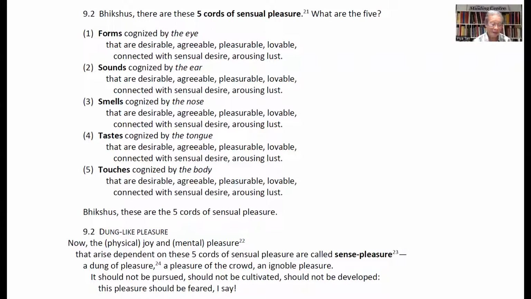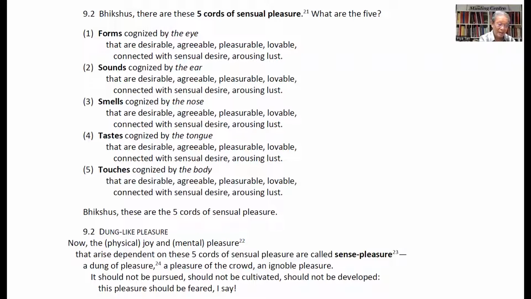Right? That's the meaning here, okay? So there is synesthesia, but it doesn't happen at the sense level itself, it happens at the mind level. That's the meaning here. Anyway, the Buddha says, okay, these are the 5 cords of sense pleasures: form, sound, smell, taste, touches. We get caught up with these things.